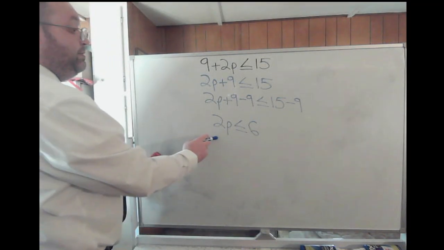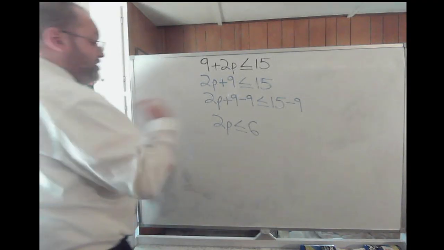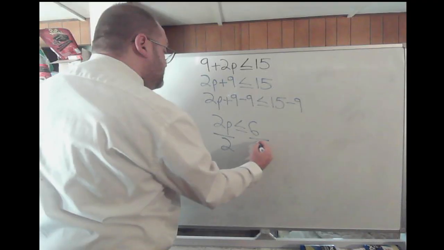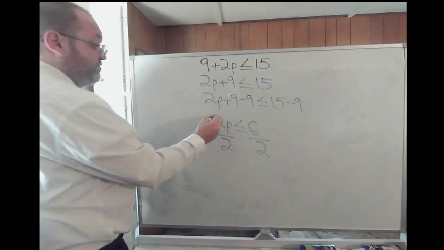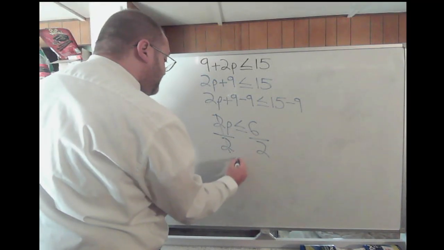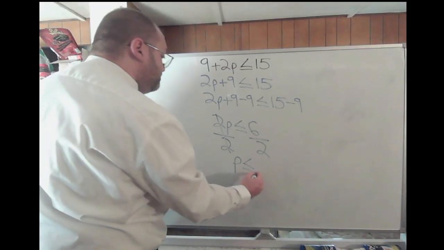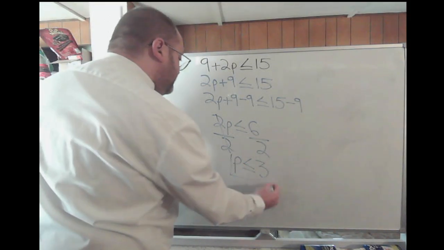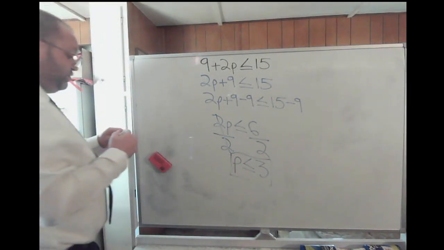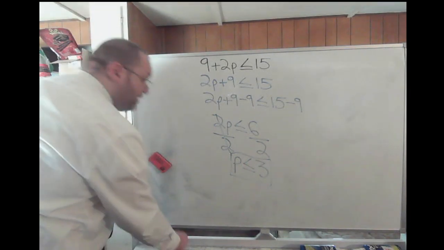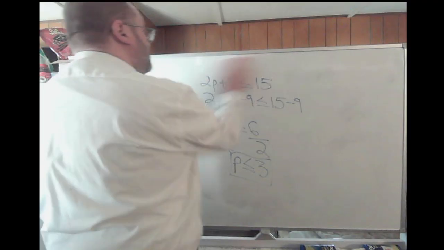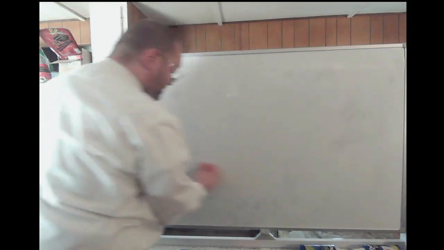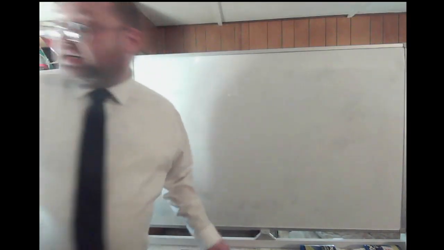Well, we got 2p, we want to just get p, which means you got to divide both sides by 2. So on the left side, your 2's will cancel out. You just have p is less than or equal to 6 divided by 2, that's 3. So p is less than or equal to 3. Alright, should be 6 more for today, and then we can go on to other things.